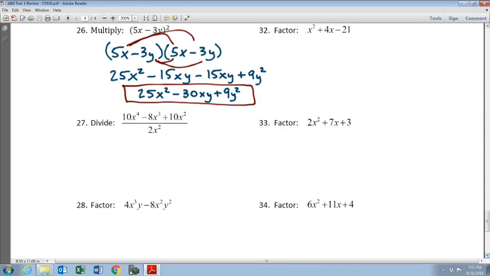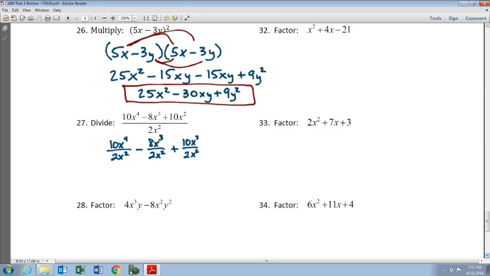All right, let's look at number 27. So in this case, we know that we need to divide each of the terms in the numerator by 2x squared to simplify this. So we're going to have 10x to the fourth over 2x squared minus, and then we have 8x cubed over 2y squared, and then we have a plus 10x squared over 2x squared.